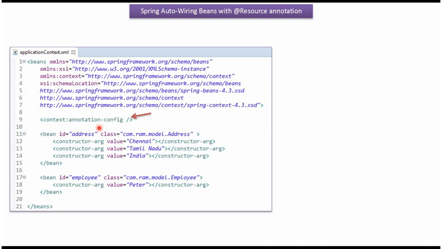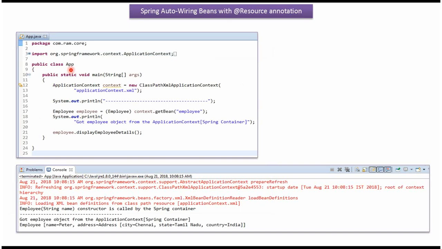This is a Spring configuration file. The Spring container reads this Spring configuration file, and it creates the address object and the employee object, and the Spring container autowires the address object to the employee object, because in the address field of Employee we have applied the @Resource annotation.